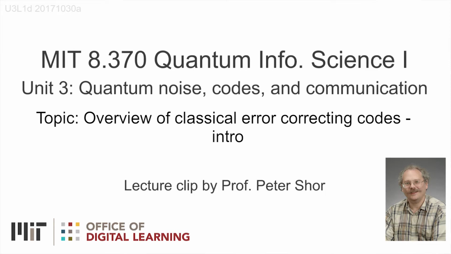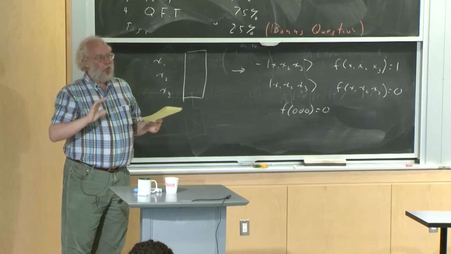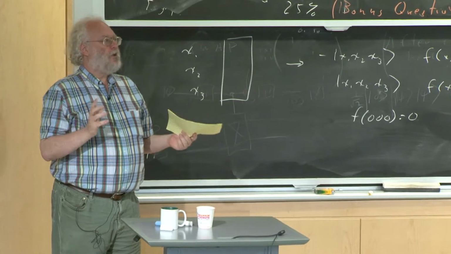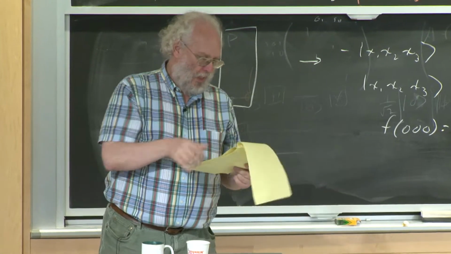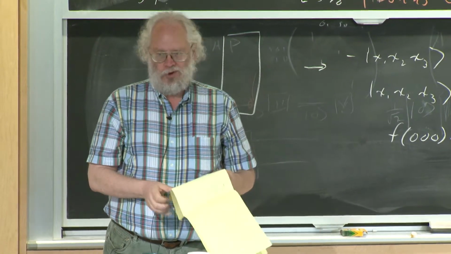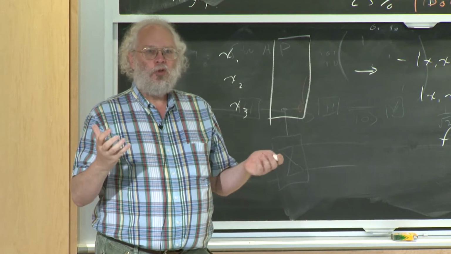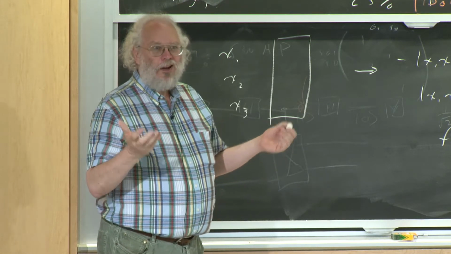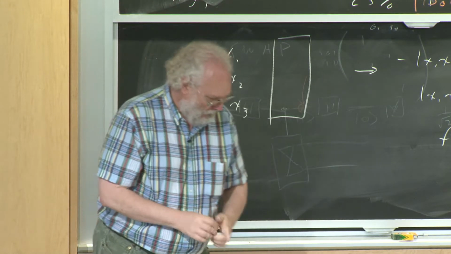So what we're going to be doing in the next section is quantum error correction and quantum error correcting codes and a bunch of other stuff. So what I'd like to do is start with a little overview of classical error correcting codes, because quantum error correcting codes are just classical error correcting codes quantumized. Just like, well, kind of like the quantum Fourier transform was a discrete Fourier transform quantumized.